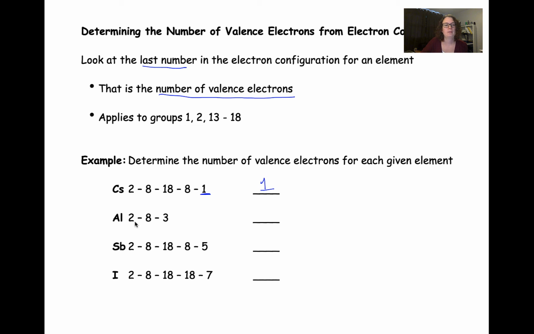For aluminum, the last number in the electron configuration, 3, is the number of valence electrons that aluminum has. Same thing for antimony: our last number here is 5, so we have 5 valence electrons for that atom. And for iodine, it's 7. So we can always look at our electron configuration right on the periodic table and know exactly how many electrons are in our valence shell.